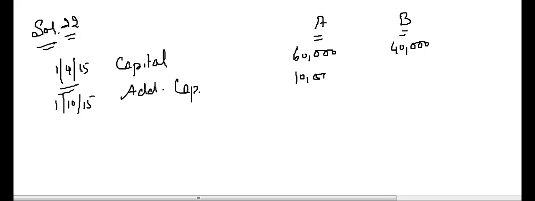Now I have told you that interest on capital will be paid for the period for which the business is using that capital money. Right? So what it means, if I say interest on A's capital, what will be the interest on A's capital?